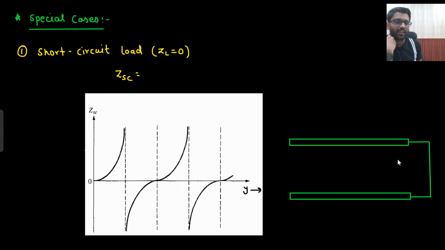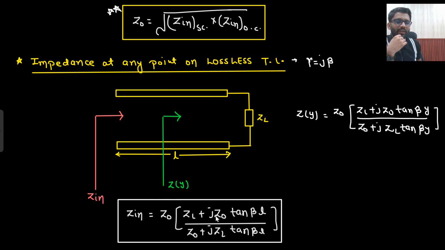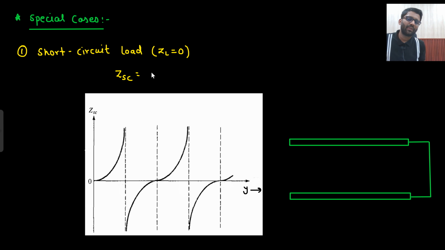Short circuit load. If your load is short circuited, then what will happen? ZL will go to 0, this guy will go to 0, this guy will go to 0. Then Z0 and Z0 get cancelled. So what are you left with? J Z0 tan beta L. Are you getting this point?